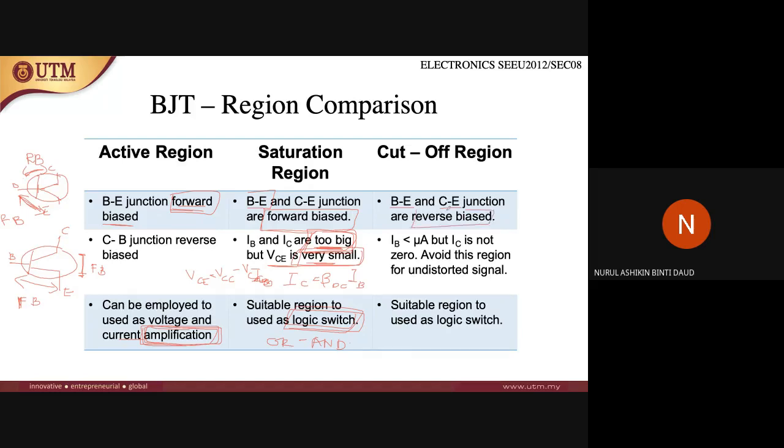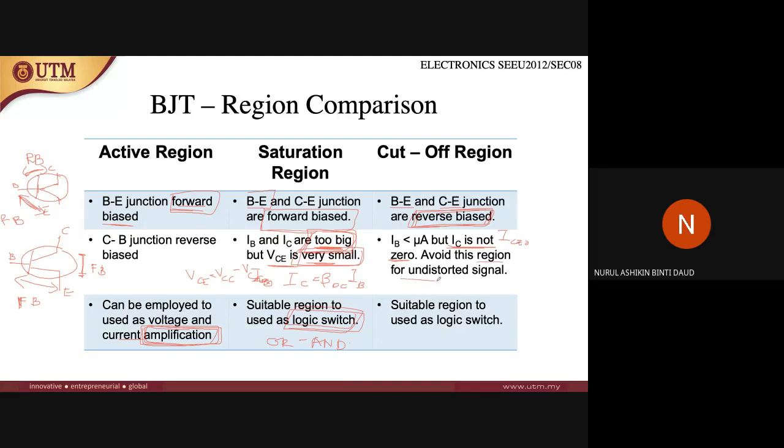Both junctions are in reverse bias, so the value of IB is very small, in microamps. The current that flows at the base is very small, but IC is not zero, as I mentioned just now. ICEO is still flowing, but the value is very small too.